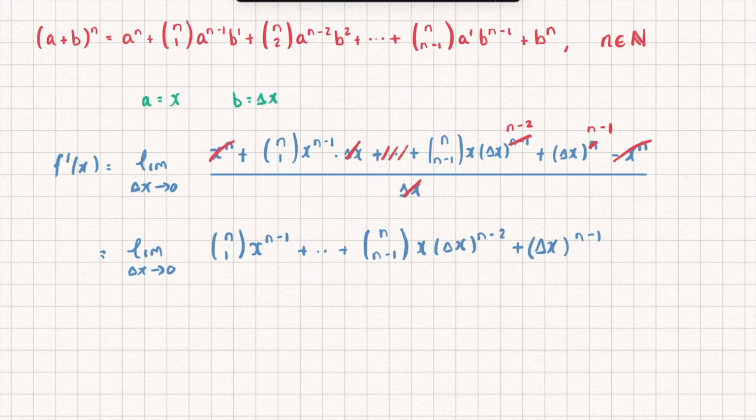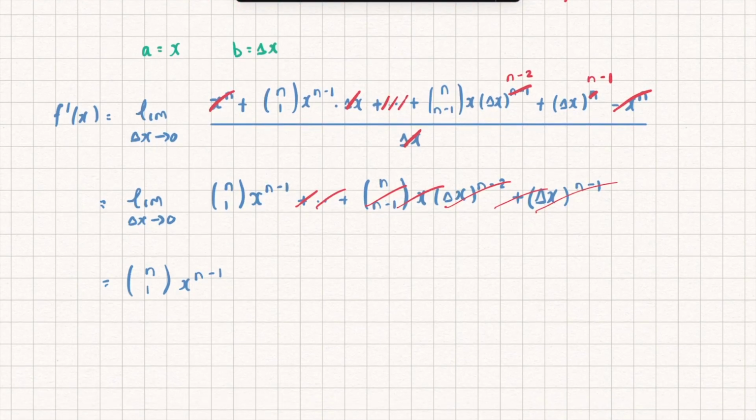Now in the limit as delta x tends to 0, all of the terms with a delta x in are going to go to 0, and we just get left with n choose 1 of x to the power of n minus 1. So how could we rewrite this to make it look like a more familiar form? Well, if you remember, n choose r, let me write this on the side, n choose r is actually equal to n factorial over r factorial multiplied by n minus r factorial. So I'm going to use this definition.